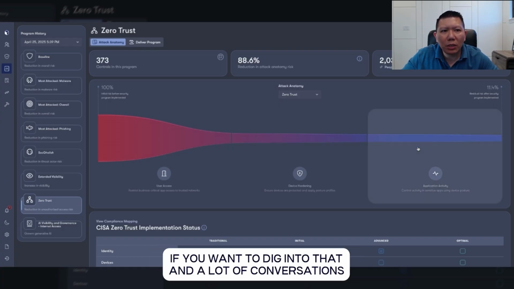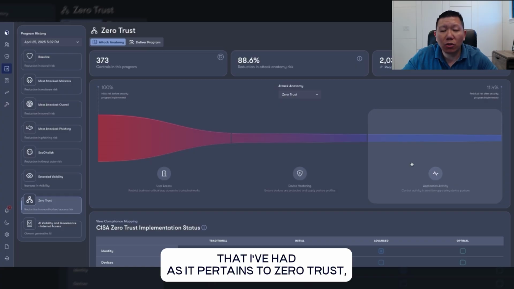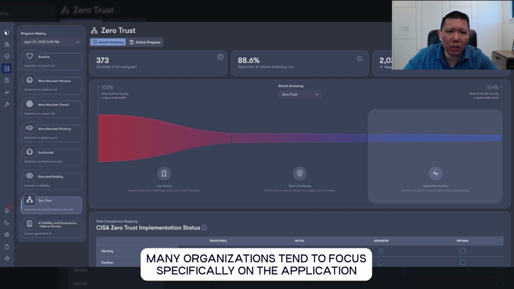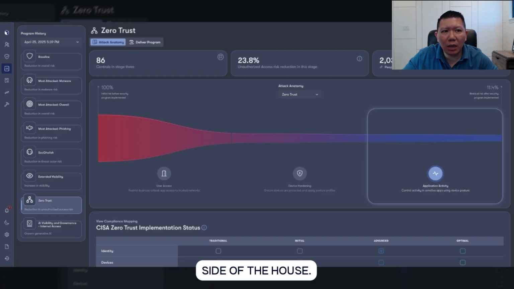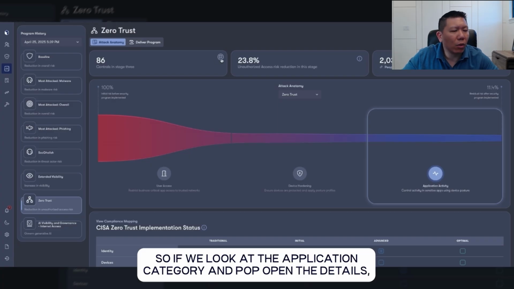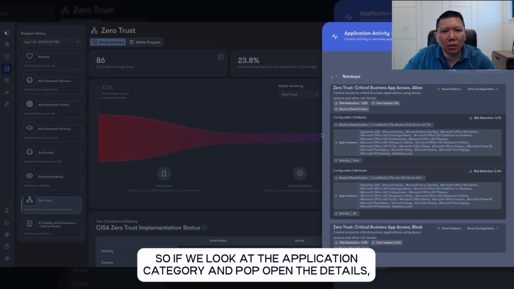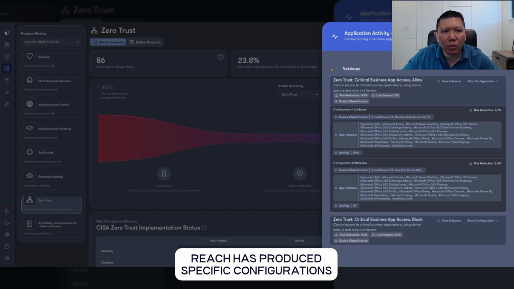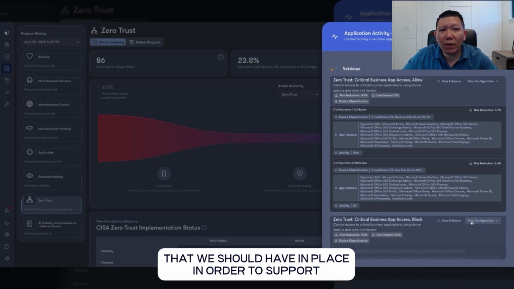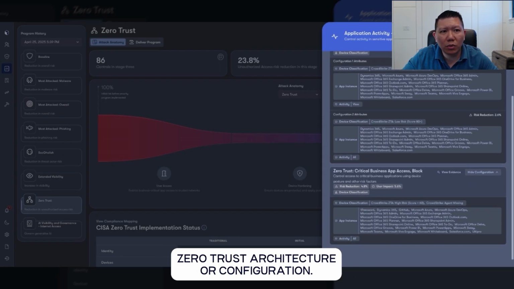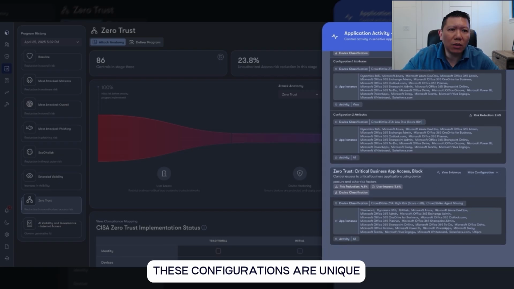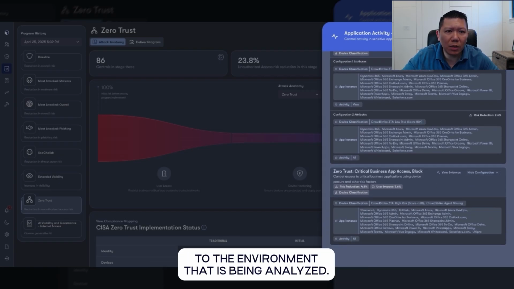In a lot of conversations that I've had as it pertains to zero trust, many organizations tend to focus specifically on the application side of the house. So if we look at the application category and pop open the details, what you can see is that Reach has produced specific configurations within our security tooling that we should have in place in order to support zero trust architecture or configuration. These configurations are unique to the environment that is being analyzed.